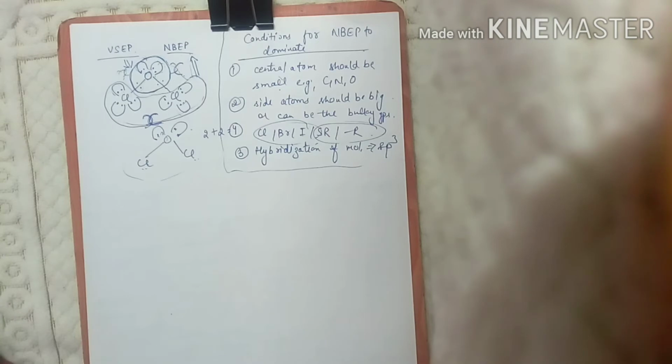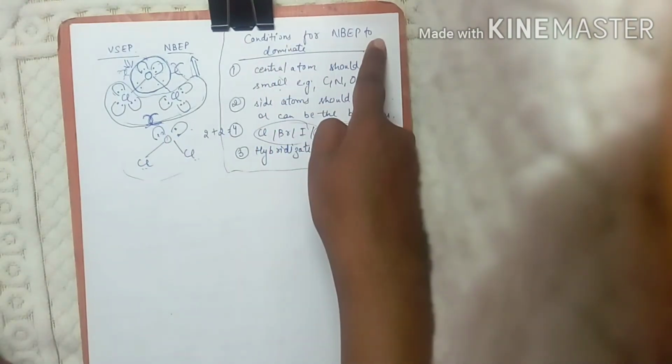After this we are going to study the VSEPR theory, but before that I want to tell you that we have already studied hybridization, that is, the effect of hybridization on the bond angles. We know that if a molecule is sp hybridized, that is, mostly having a triple bond, it will have an angle of 180 degrees, and then from sp3 to sp2 to sp the angle increases. This is the effect of hybridization on the bond angle. And then we have discussed the non-bonding electron pair.